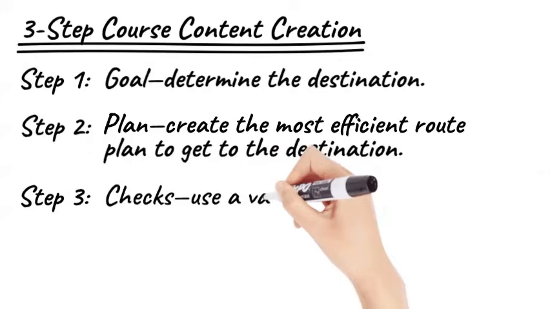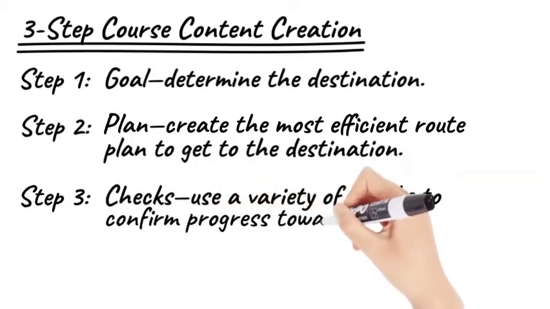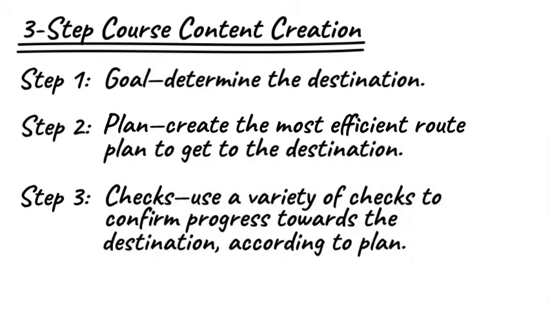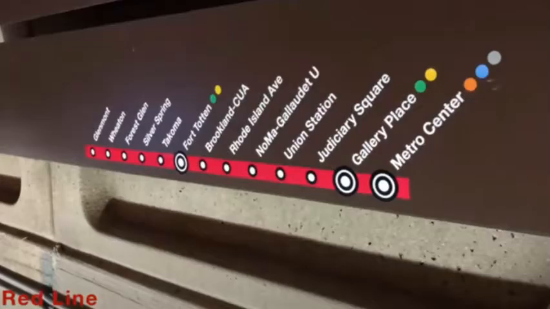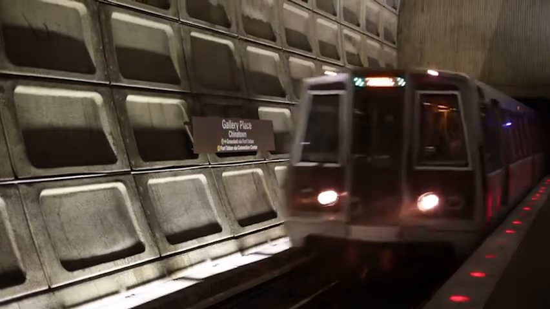The third step is to use a variety of checks to confirm if we are progressing towards the destination according to plan. The metro system map on the train, illuminated LEDs, and the station announcements all provide both visual and audible evidences of progress along the route plan.